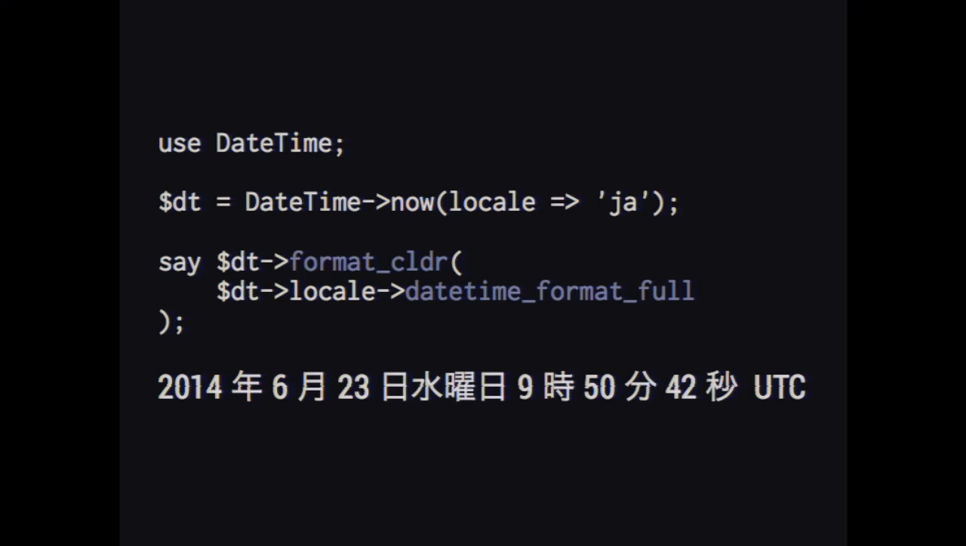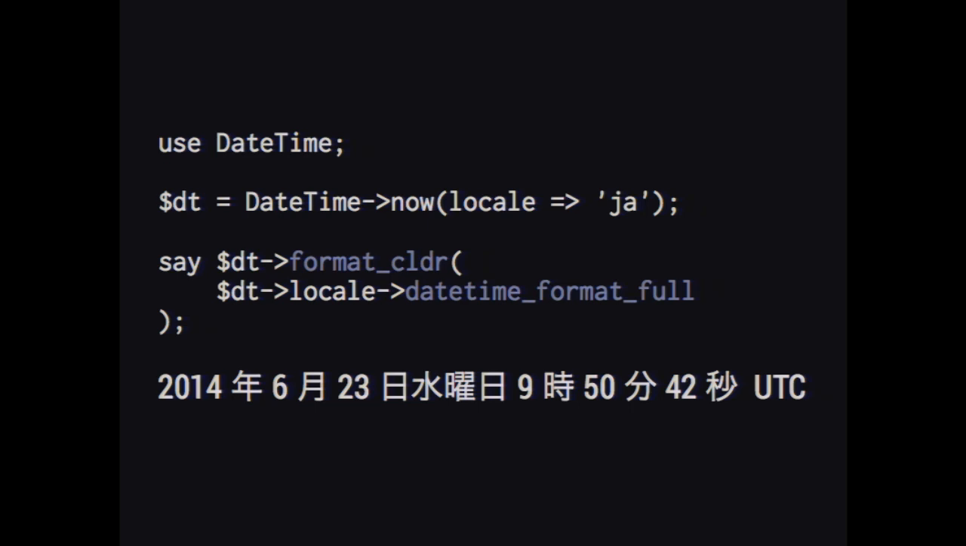So here's an example with Datetime where first we're instantiating our Datetime object using our Japanese locale, and you set the locale attribute. What that actually does is that instantiates a Datetime locale object. And then your locale attribute doesn't just have your JA string, it has a Japanese locale object. So then I'm calling the datetime format full method from the datetime locale object stored in the locale attribute, passing it to format CLDR, which is core Datetime, and then it provides this formatted full-length Japanese datetime.